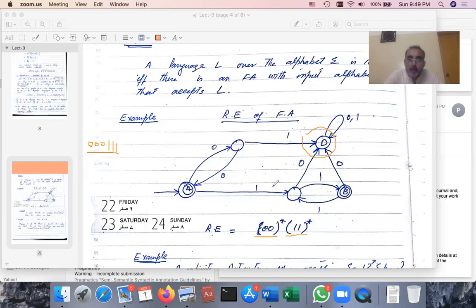So you can build a regular expression after looking over the FA. You can find the pattern in the FA, and then you can write these things. By finding those patterns, you can write them in the form of a regular expression. So this is the regular expression that we have obtained here.